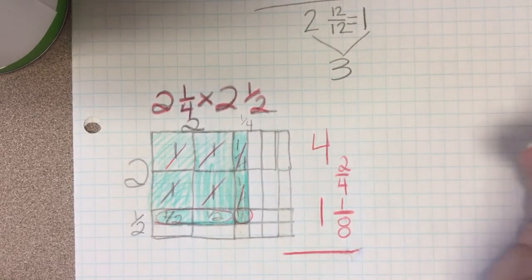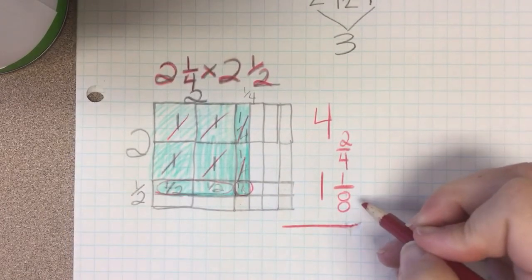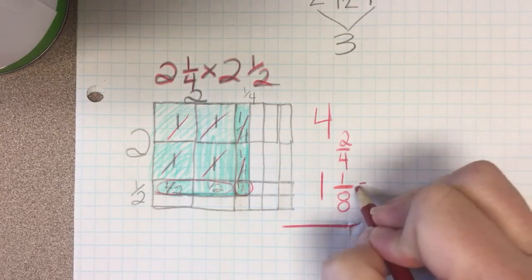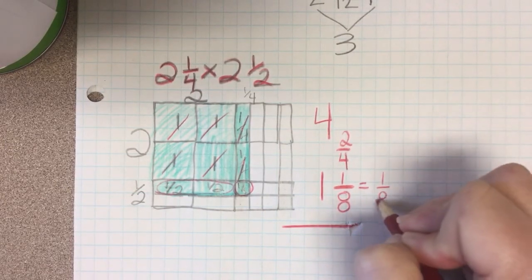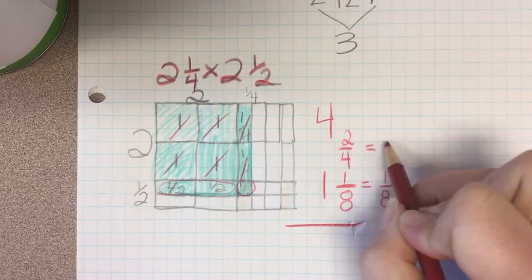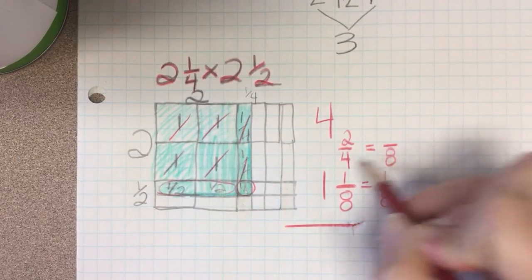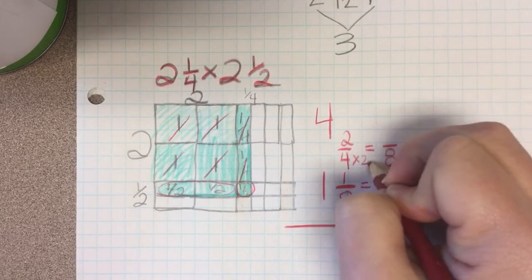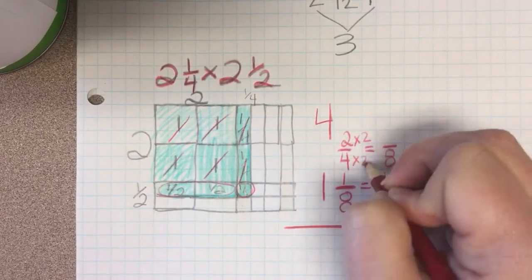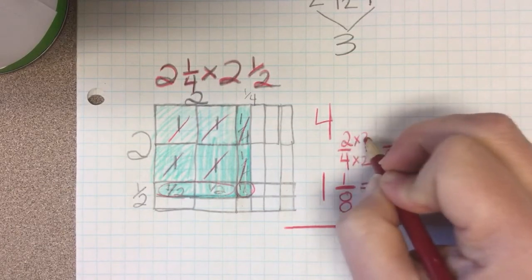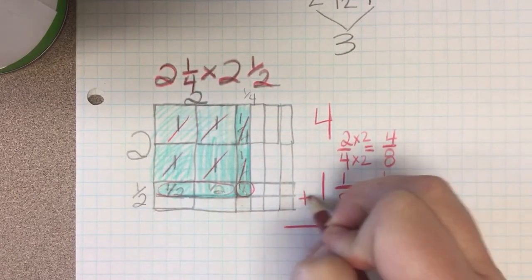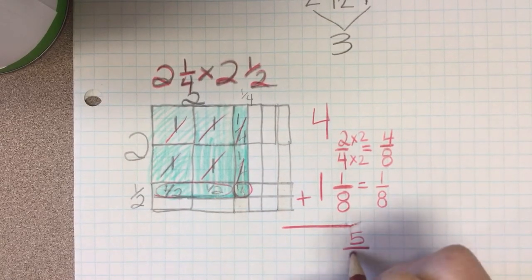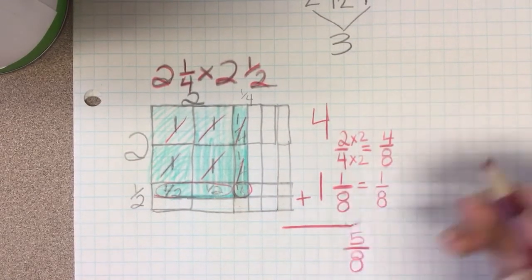Okay, so is there one of these that I can keep and have the other one turn into it? Let's keep 1/8. Is there anything that I can do to fourths that will give me eighths? Yes. Times 2 over 2, because 4 times 2 is 8, and 2 times 2 is 4. So let's add our parts. 4/8 plus 1/8 is 5/8. 4 plus 1 is 5.